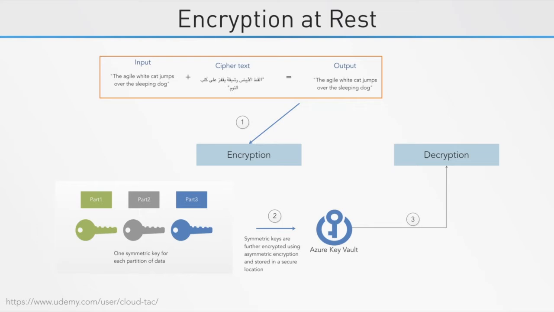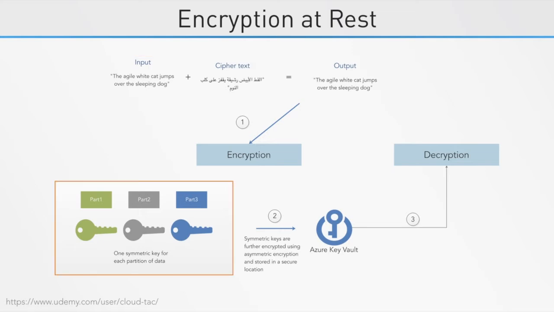A symmetric encryption key is used to encrypt data as it is written to storage. The same encryption key is used to decrypt that data as it is readied for use in memory. Data may be partitioned and different keys may be used for each partition.